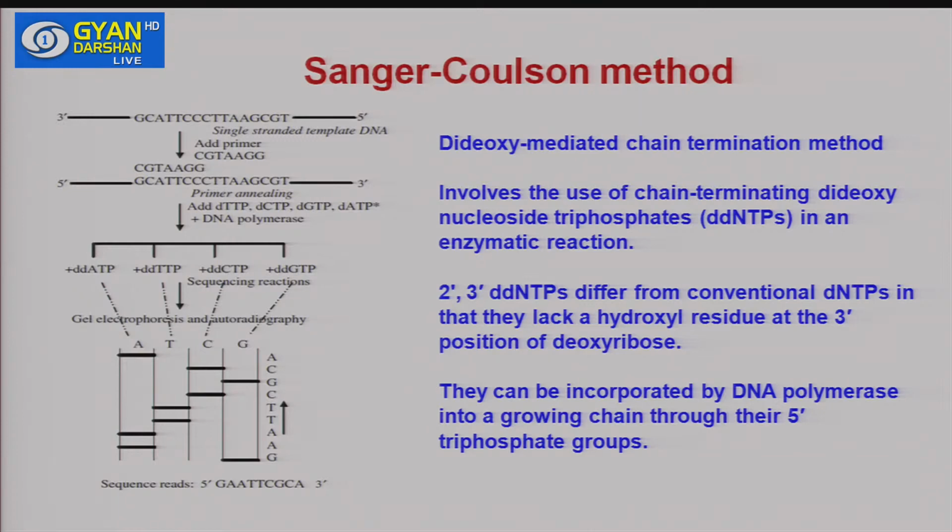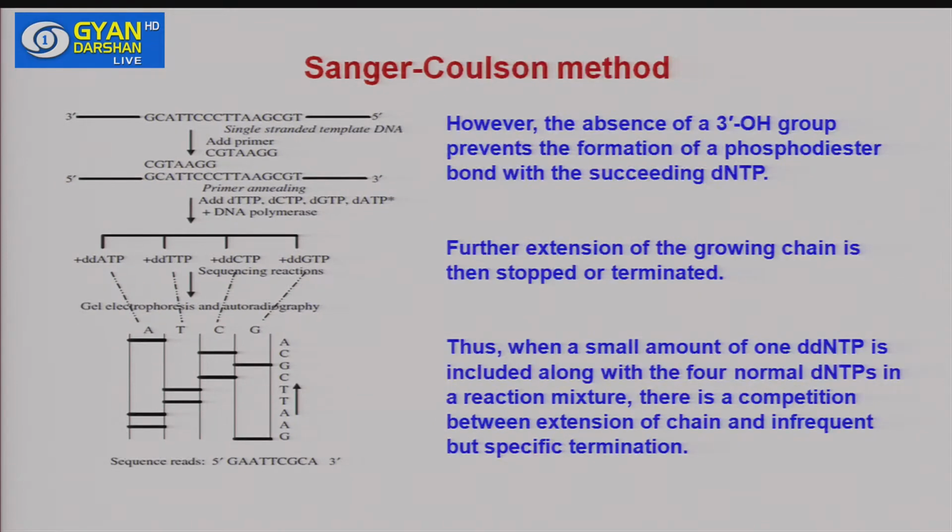So this is the principle. So basically it's also called the chain termination method. Why is it called the chain termination method? You will be able to understand right now. The absence of a 3' hydroxyl group prevents the formation of a phosphodiester bond with the succeeding dNTP. Further extension of the growing chain is then stopped or terminated. So whenever it encounters a ddNTP, there is a chain termination. Thus, when a small amount of one ddNTP is included along with 4 normal dNTPs in a reaction mixture, there is a competition between extension of the chain and infrequent but specific termination.